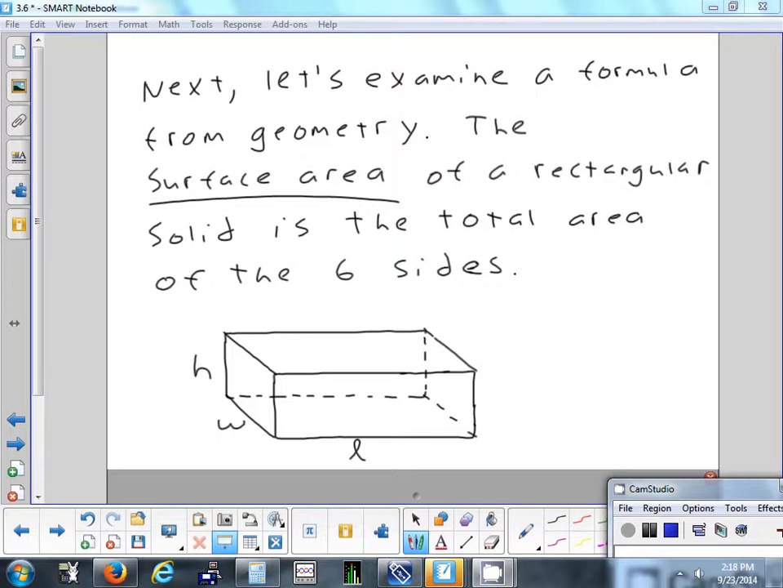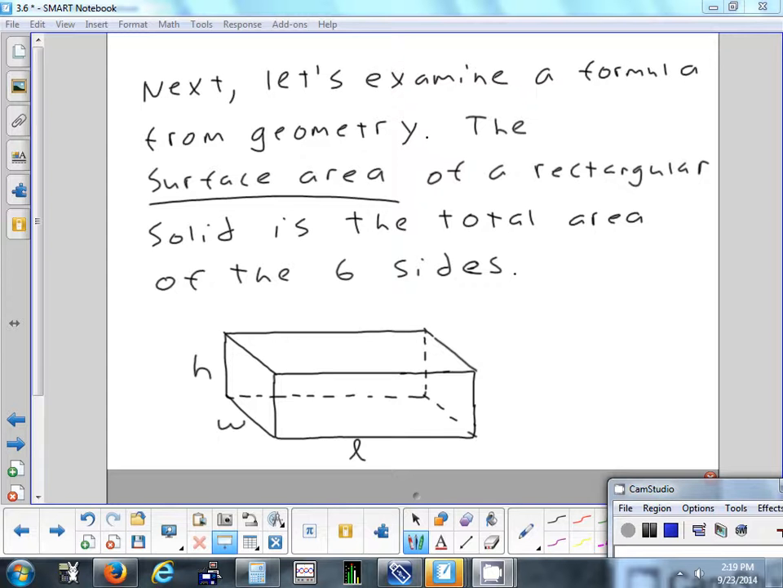Okay, each side is what shape? It's 6 rectangles, exactly. 6 rectangles all put together. Let's look at that. How about if you look at the side on the left and the side on the right? What do you know about those 2 rectangles if they're part of a box? They're the same. Okay? The height and the width are the same. Height, width, that's what makes up the one on the left side and the right side.